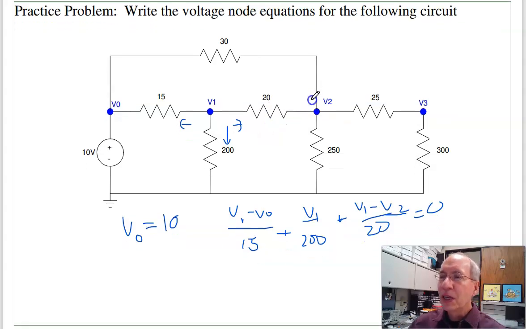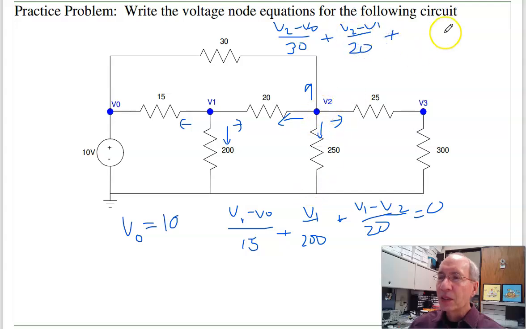At node 2, I have 4 terms. Current up, left, down, and right add to 0. The current up is V2 minus V0 over 30. The current left is V2 minus V1 over 20. Current down is V2 over 250. And the current right is V2 minus V3 over 25. That has to equal 0.